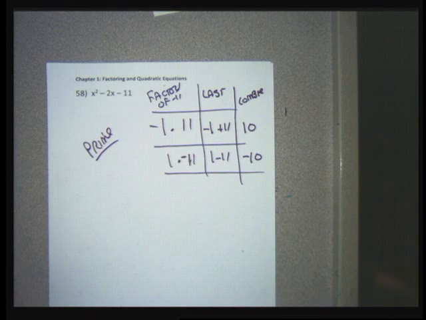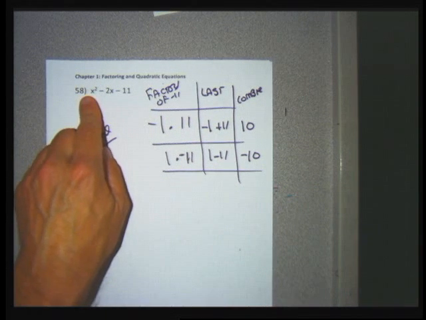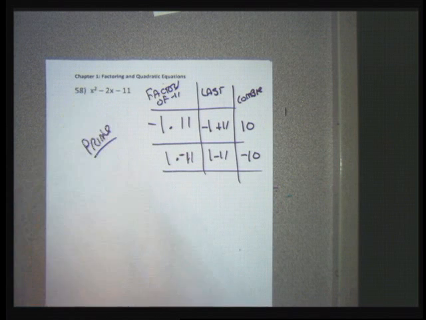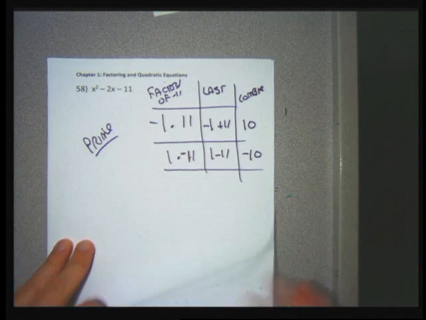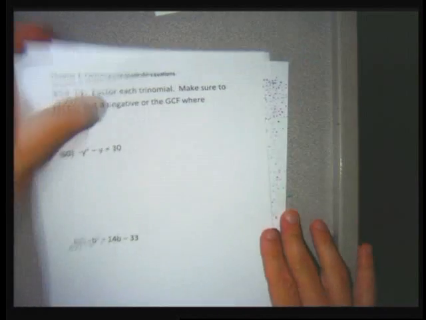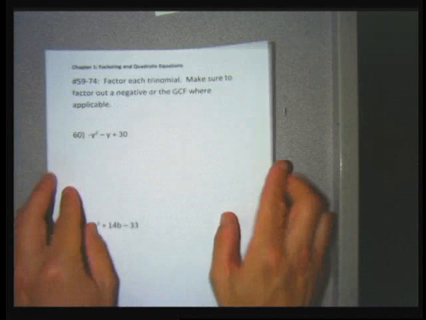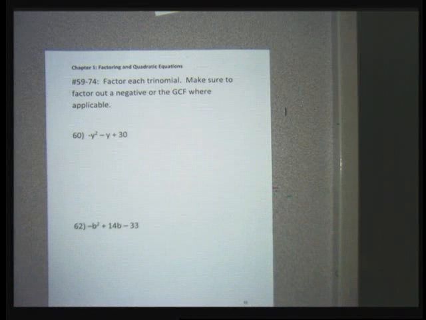The last group of problems, there's a number in front of the first term, or there's not an exponent of 2. And for each of these problems, I have to pull out the GCF first, and then factor what's left in my parentheses. Or I have to factor out a negative first, and then factor what's left in the parentheses.